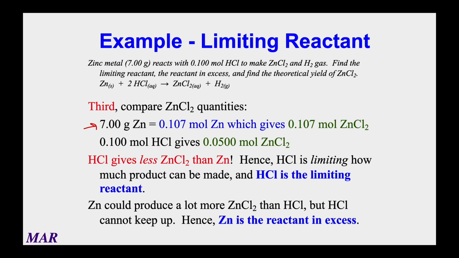Now, we could turn this into grams, but we can just stop right here. We can see that a lot less zinc chloride is being made from the HCl than the zinc. So that means that HCl is the limiting reactant. The HCl, this one right here, creates only 0.0500 moles of zinc chloride. So that means that HCl is limiting the product. That means HCl is the limiting reactant. The other reactant, which in this case is zinc, is the excess reactant, or the reactant in excess. We have more zinc around than we need. There's going to be some left over at the very end.